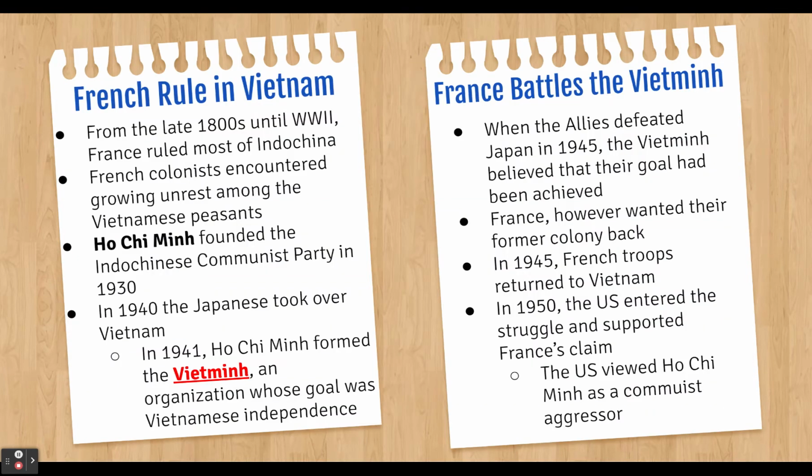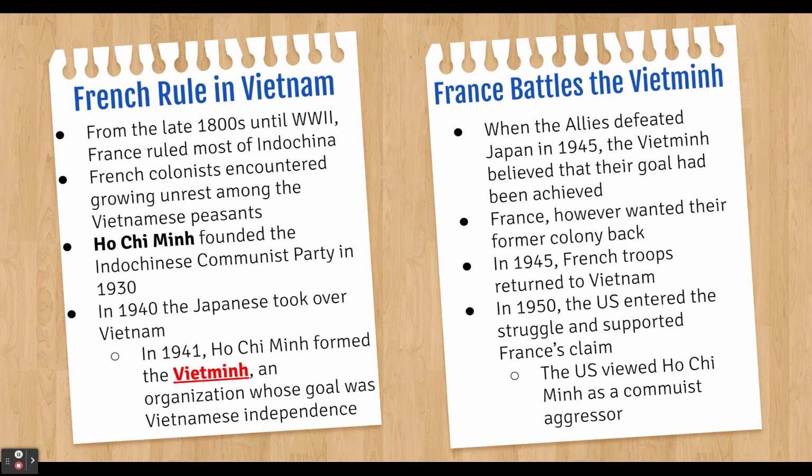French rule in Vietnam. From the late 1800s until World War II, France ruled most of Indochina, including Vietnam. French colonists encountered growing unrest among the Vietnamese peasants. They wanted to be independent. They didn't like the rule of the French. Ho Chi Minh founded the Indochinese Communist Party in 1930.